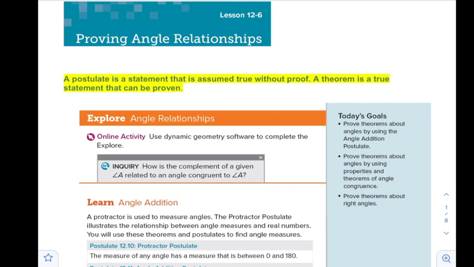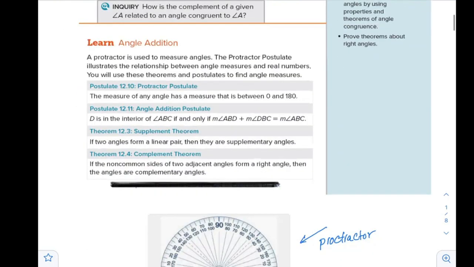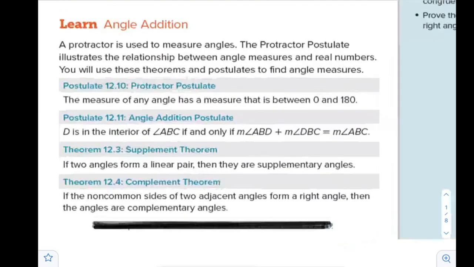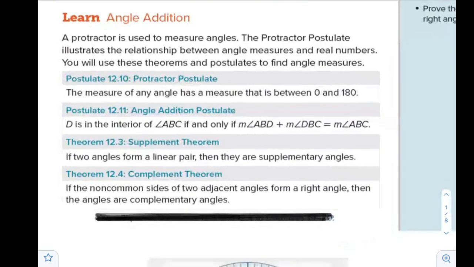A theorem is always true and we can prove it. It is proven already and we can prove it as well. So let's see what are the different postulates and theorems that we are going to use.